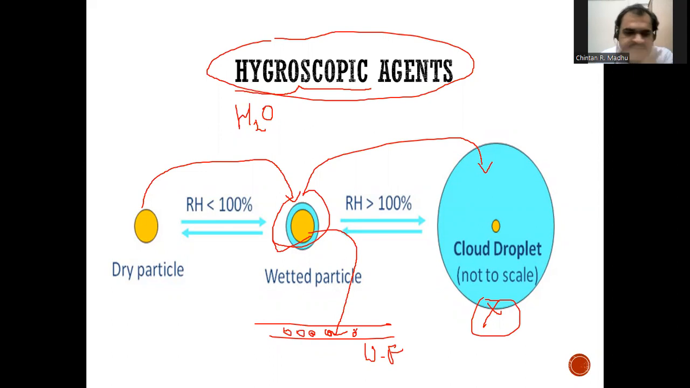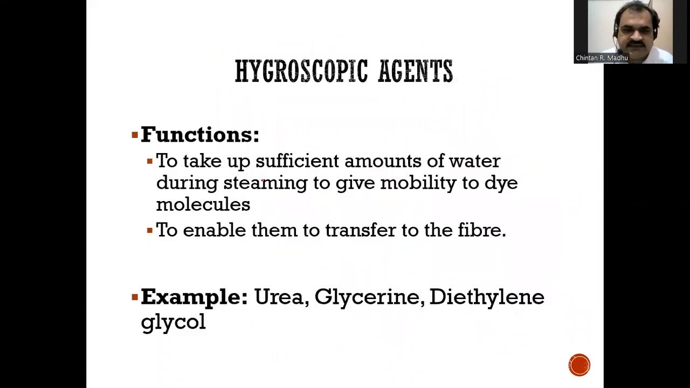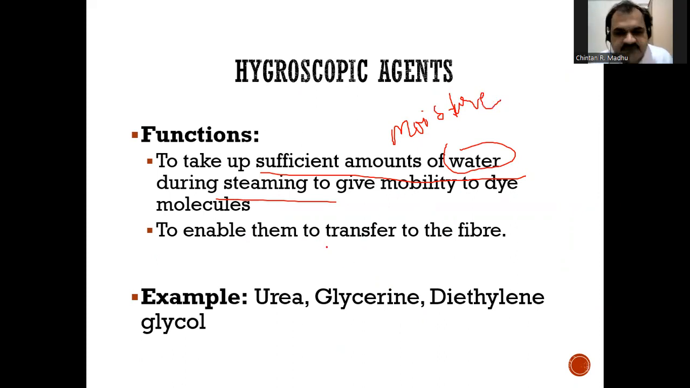Though you are doing that reactive dye on padding mangle, then cold pad batch, there also we are using urea as a hygroscopic agent, because in that portion also we want to fix our dye in a very small time interval. So this is the beauty. You can see, to take up a sufficient amount of water during steaming. Okay, what we had discussed. And that water, in the steaming process, is ultimately moisture, to enable them to transfer to the fiber.